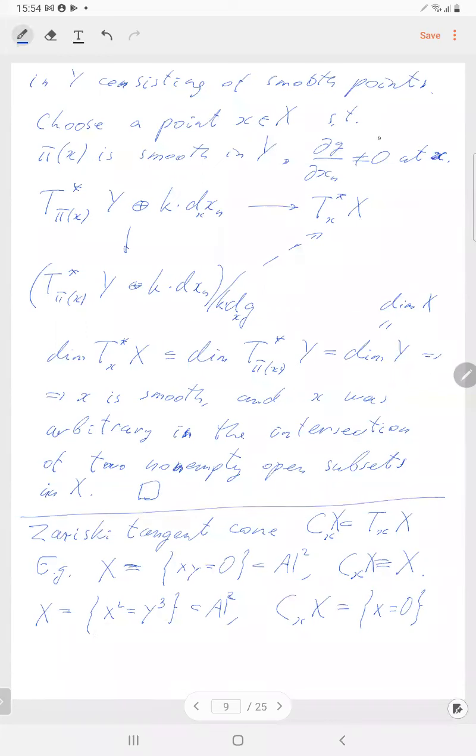Then X is cut out by some equations. If they're homogeneous, then X itself is some cone, and it is just the tangent cone itself. Nothing has to be done.